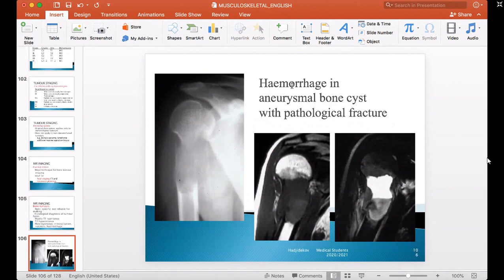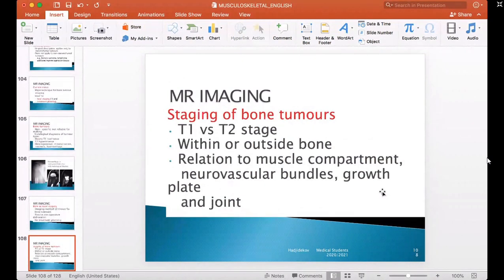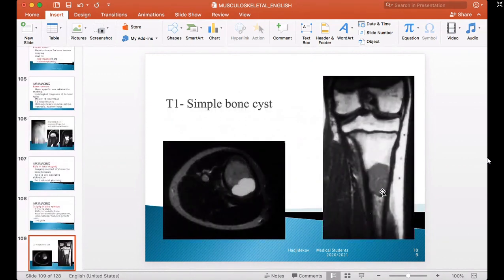Let's review a few examples. This is a hemorrhage in an aneurysmal bone cyst with a pathological fracture here in the humerus. In this aneurysmal bone cyst, you can observe the cystic content with blood and fluid-fluid levels in this area. And for local staging, of course, again, the method of choice for tumors will be MRI, because the MRI can give us a precise preoperative delineation and planning of the surgical treatment. We will use T1 and T2 sequences mainly, but also perfusion and diffusion techniques. We should consider processes located within or outside the bone. What is the relation to the muscle compartment, to the neurovascular bundles? What about the growth plate and the joint? And is there any important extra-osseous soft tissue component?